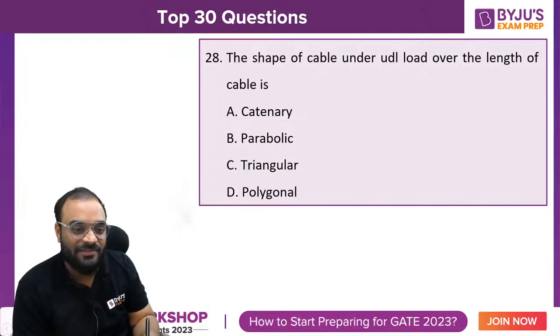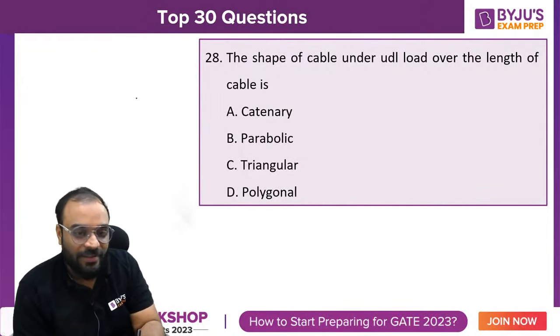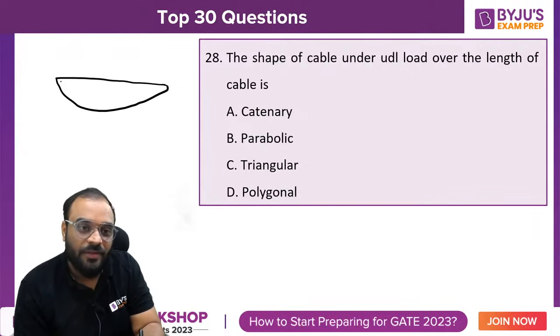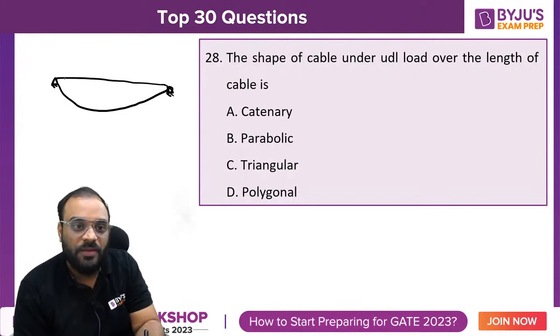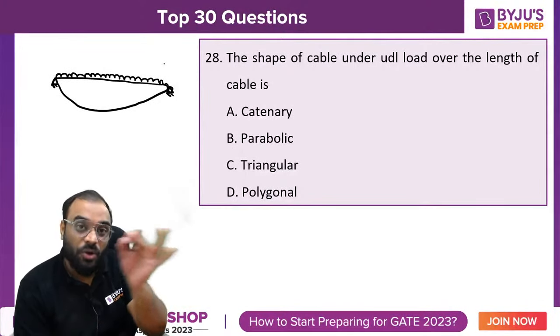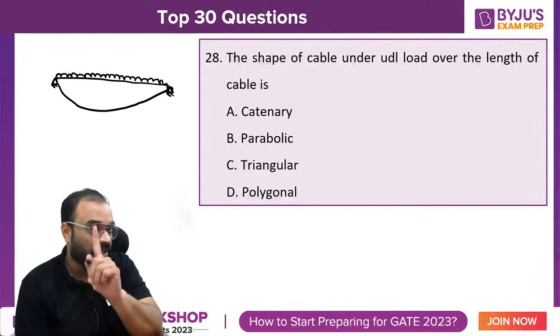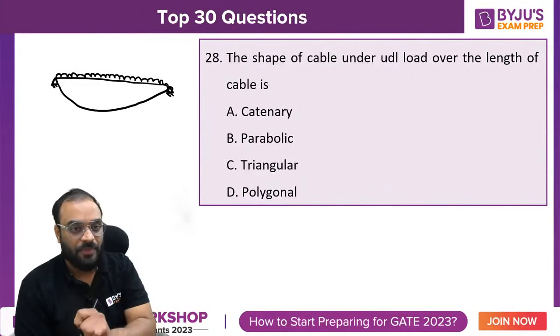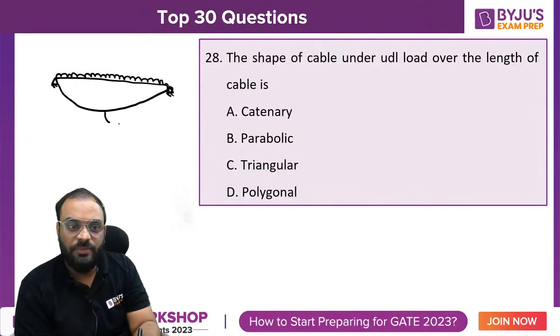Listen carefully, guys. A is the correct answer. Bhai, this is a parabolic cable. Listen, this is a parabolic cable. So when will this particular shape become a parabola? When you have a UDL over the length of span. What is span? Span is the horizontal distance between two supports. That is known as span. But if you put the UDL in this case, this will be parabolic.